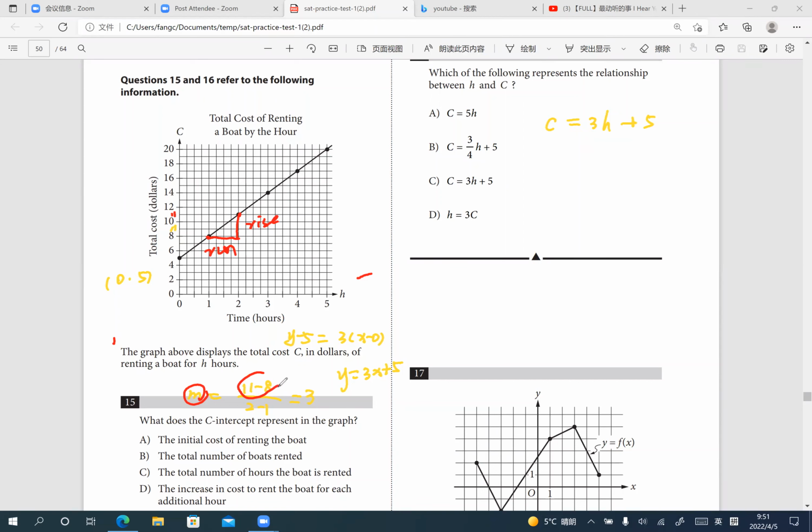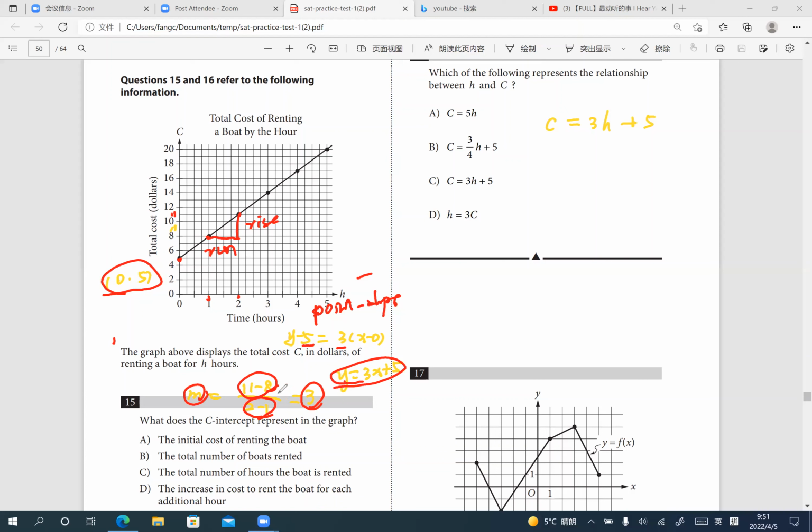So the rise is 11 minus 8, and the run is 1 to 2, so it's 2 minus 1. So the slope of the straight line is 3. Now we can use the point slope form to find the equation of the straight line. We need to choose a point, so I choose the y-intercept, which is (0, 5). So y minus 5 equals slope times x minus 0. We get our equation y equals 3x plus 5.